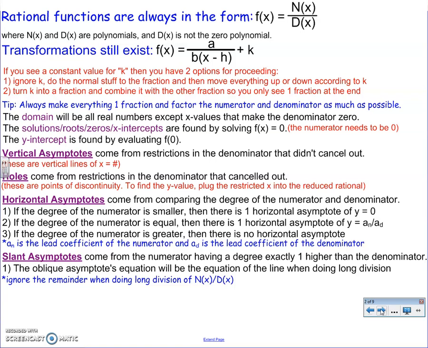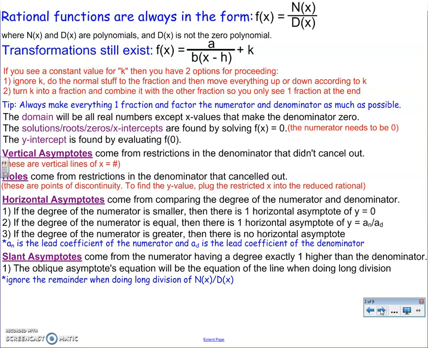Vertical asymptotes come from the restrictions in the denominator that didn't cancel out. These are the vertical lines where you say x equals that number. We have holes. These come from restrictions in the denominator that did cancel out. These are called points of discontinuity, and to find the y value, you plug that restricted x into the reduced rational fraction and simplify to see what the y is.